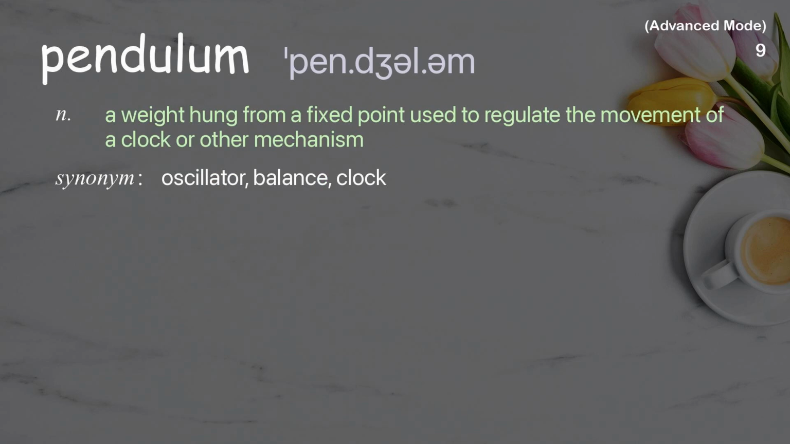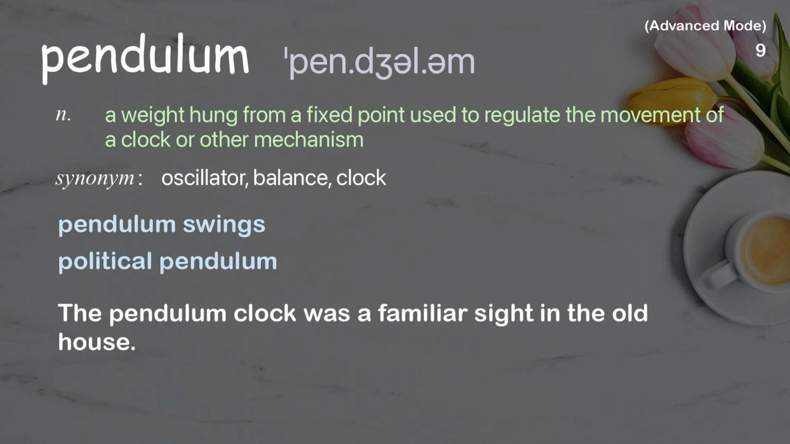Pendulum. A weight hung from a fixed point used to regulate the movement of a clock or other mechanism. Examples: Pendulum swings. Political pendulum. The pendulum clock was a familiar sight in the old house.